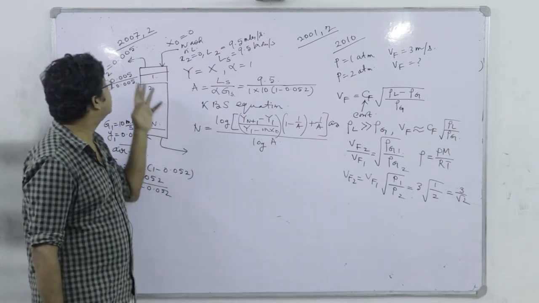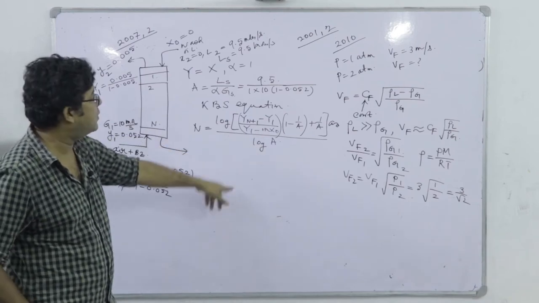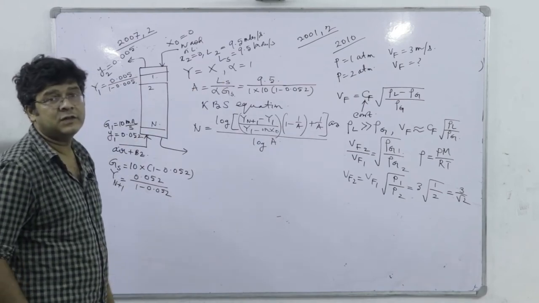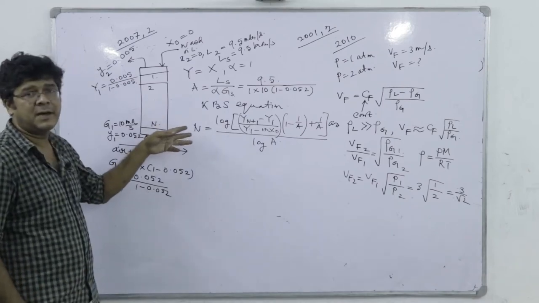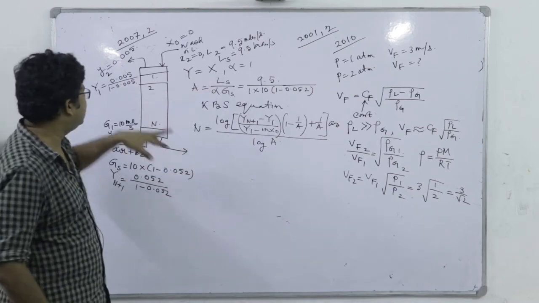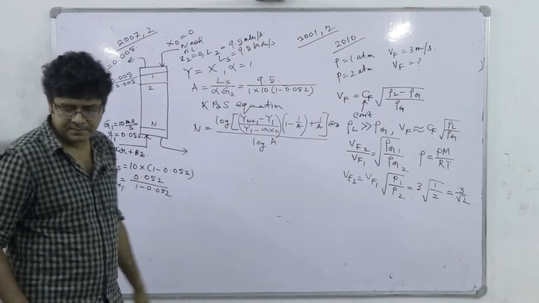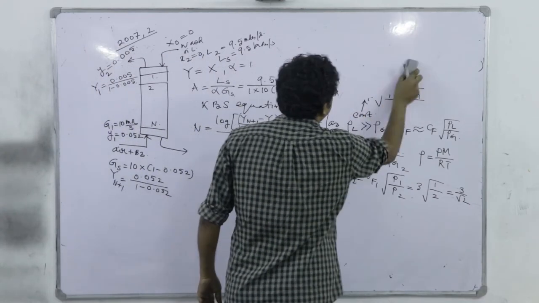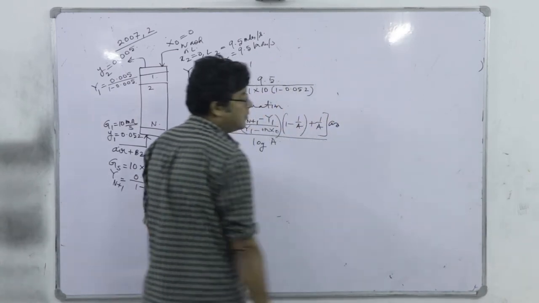Actually, in the GATE problem, this was a 2007 problem, and the graph was given at that time, hard copy questions were supplied. So, in that question paper itself, you can draw this operating line and you can draw these staircases. But here, we can still solve this problem analytically using this Kremser-Brown's equation, because your equilibrium line is linear and the operating line, as we are writing it in solute free basis, is obviously linear. So, the Kremser-Brown's equation you have to remember.